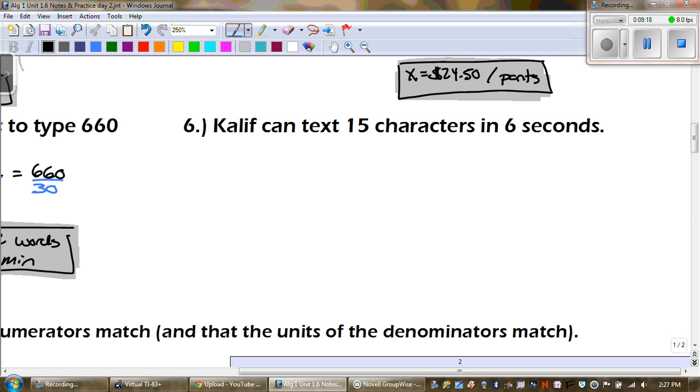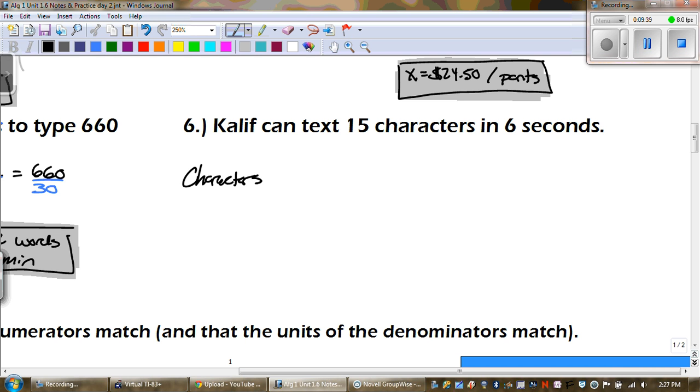All right, let's do the last one, number 6. Khalif can text 15 characters in 6 seconds. How many characters can he text per second? Once again, that bottom part didn't come up. So they want to know how many characters he can text per second. Well, the characters are listed first, and the time goes on the bottom. So we know that's 15 over 6, and we want to know how many characters per second. See if you can figure that one out all on your own. Good luck.